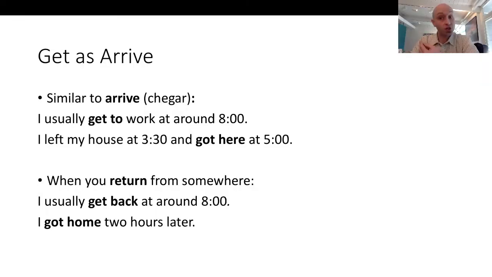É a forma mais comum. What time do you get to work? I usually get to work at around 8. I left my house at 3:30 and got here at 5. I arrived at 5. Também usamos quando você está voltando de algum lugar.